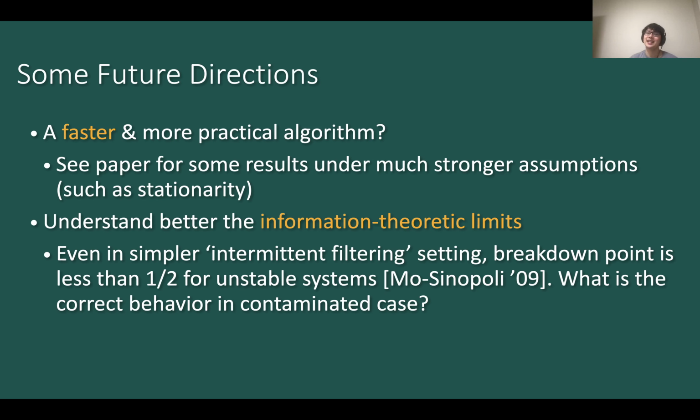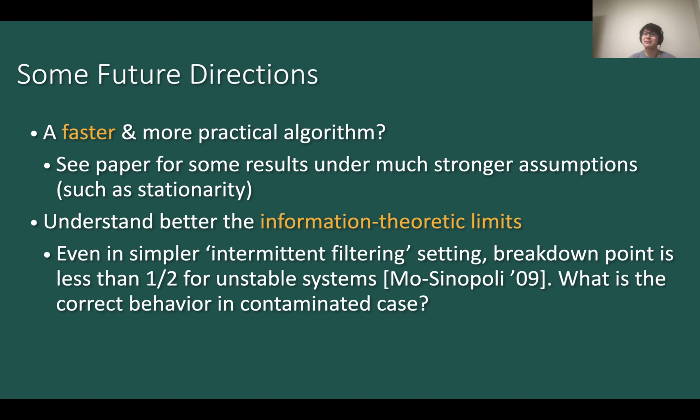And also, if you looked at our theorem statement, you'll see that there's a constant which depends on a bunch of system parameters like the condition number, or the lower bound on the observability matrix that I mentioned with the kappa. And it was really important, I think, to understand the fundamental information theoretic limits here. And even in the intermittent filtering setting where you don't have corruption, you just have lost observations, what happens turns out to be a bit subtle, and it was worked out in this paper by Mo and Sinopoli.